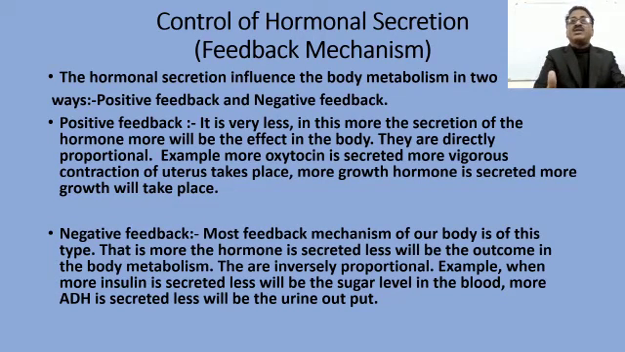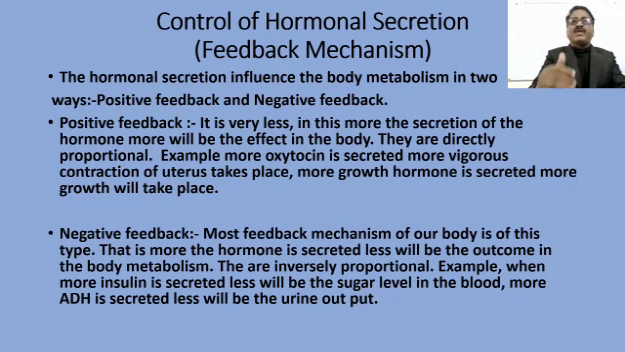For example, if more oxytocin is secreted, the contraction of the uterus will be more. Like that, if more growth hormone is secreted, growth will be more. So they are directly proportional. Secretion of the hormone is directly proportional to its influence in the body.